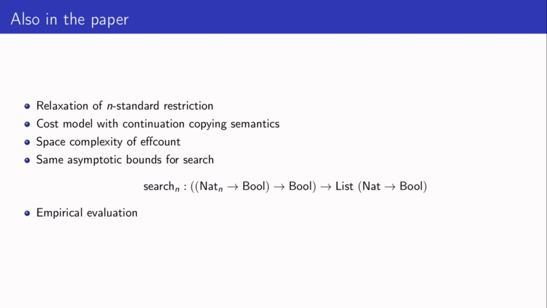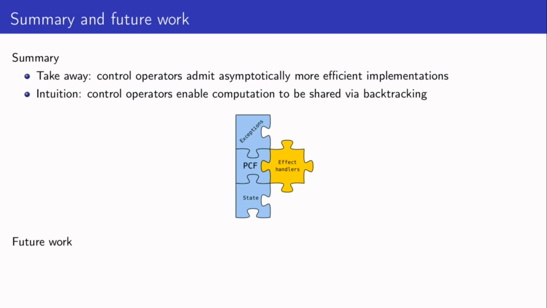In summary, the takeaway is that control operators admit asymptotically more efficient implementations of some programs. And the intuition for why that is true is because control operators enable computation to be shared via backtracking. And as for future work, we would like to consider how linear handlers fit into the picture. So linear handlers are a special form of handlers that only allow the continuation to be invoked once. It is not clear that our current proof techniques would adapt readily to the situation with linear handlers, so it would be interesting to investigate.